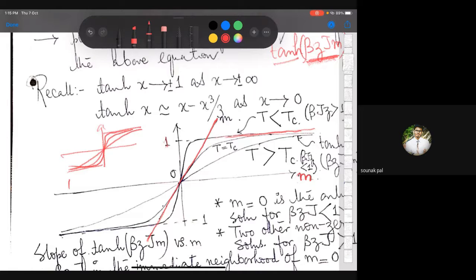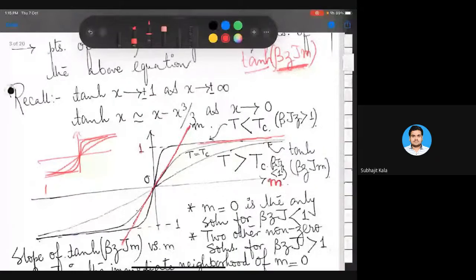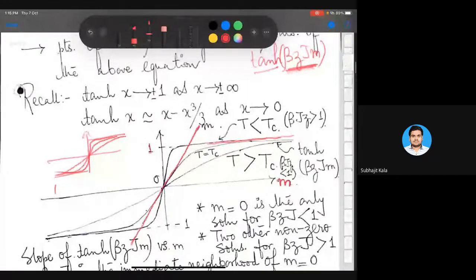Fine? Yes, sir. So how to determine whether tanh(beta Jz m) goes to 1 like this or like this or like this? What is the simplest way? The simplest way is to find the derivative at m equal to 0 here. If the derivative is here or here or here, that will tell me whether it wants to go there as a fast function or as a slow function. Fine?